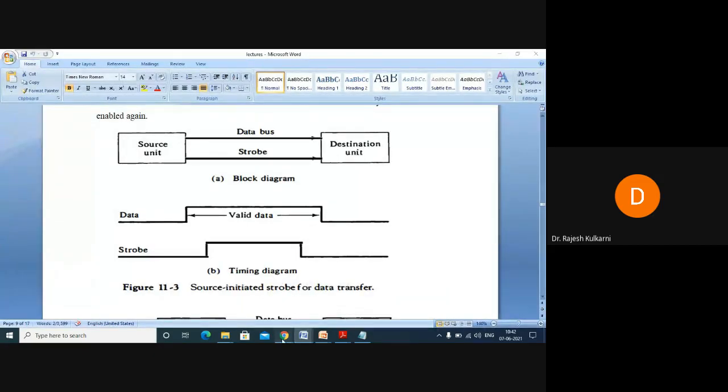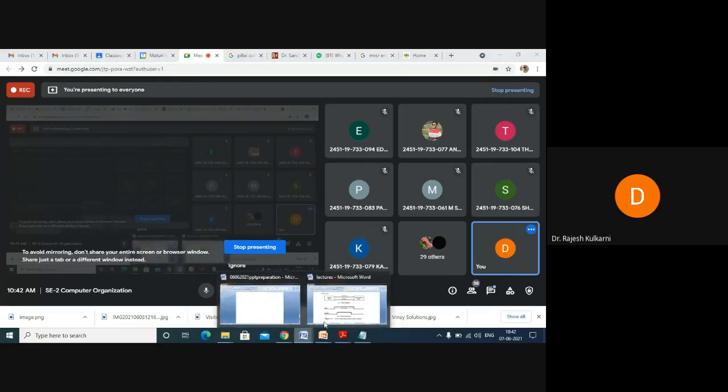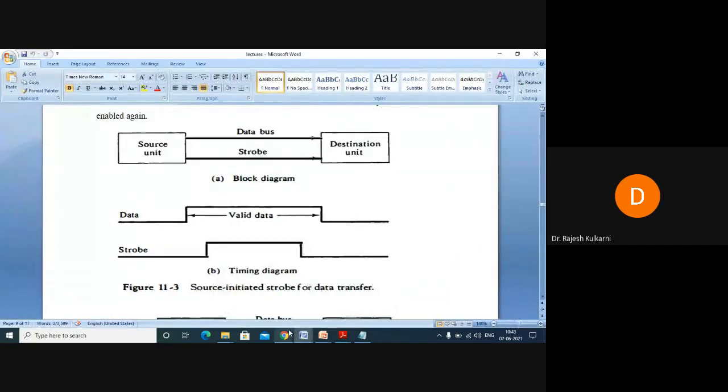Did you understand or did you not understand? You want me to repeat? First, you answer. Did you understand this diagram? Respond, please. Okay, I am assuming that you want one more time explanation. Okay. Look at this diagram.